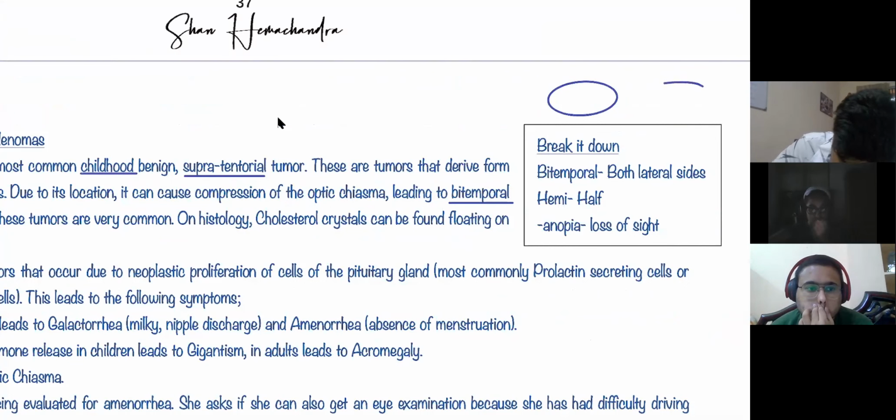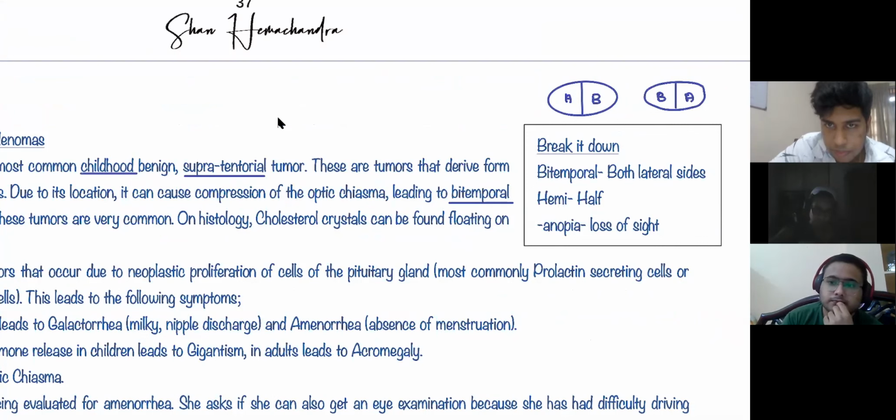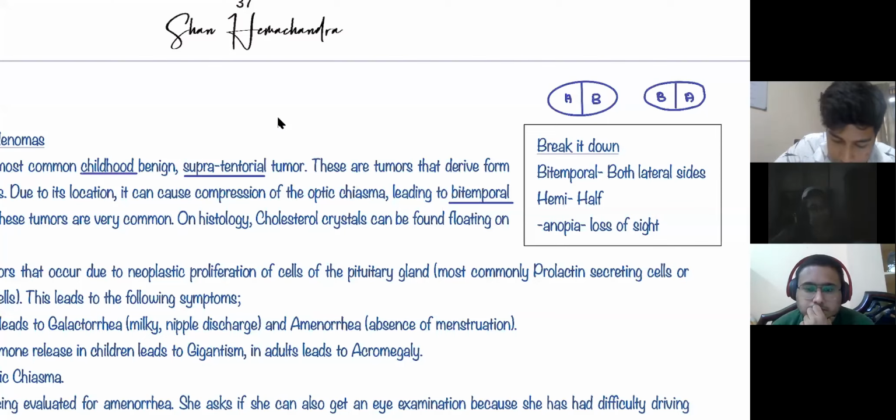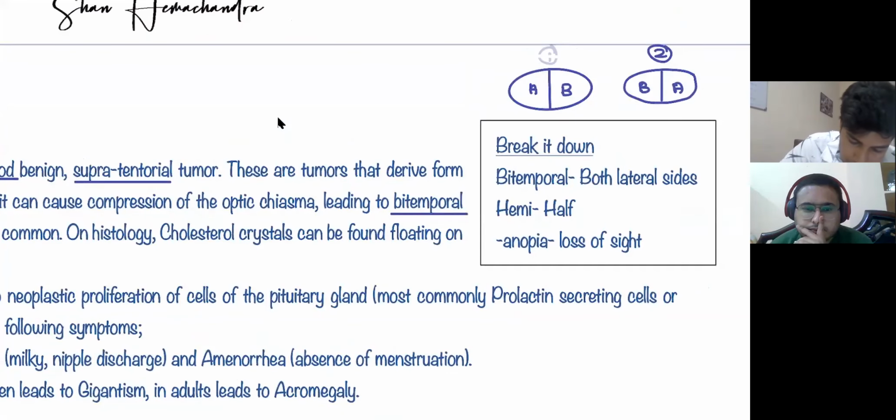Okay, so I need you guys to tell me. I'm going to give you some options. Which option is it? Can you tell me which side is affected? Is it the A side or the B side? It's the A side. And it says bitemporal. So are both sides affected or is it just one side? Both sides.